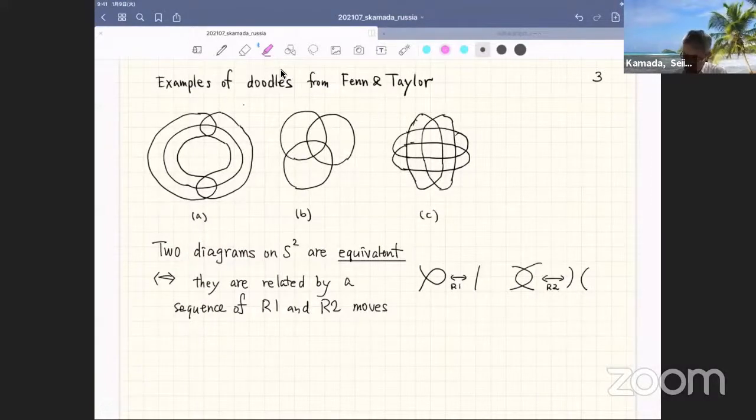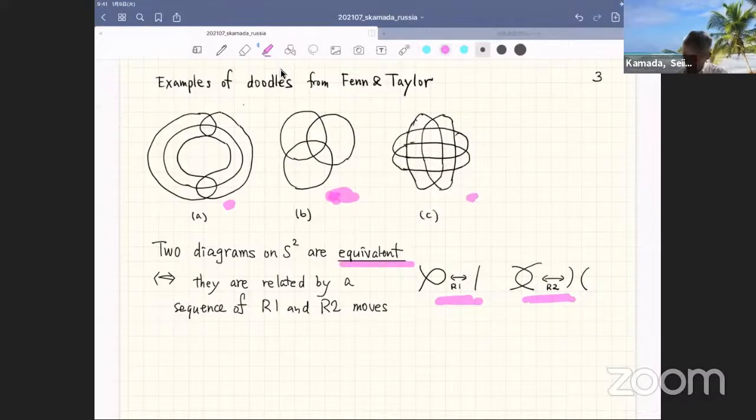Here are three examples of doodles: this one, this one, and this one. The second one is called a Borromean doodle. A doodle is just immersed curves. And two diagrams on S2 are equivalent as doodles if they are related by a finite sequence of R1 and R2 moves. R1 is this move, and R2 is this move.